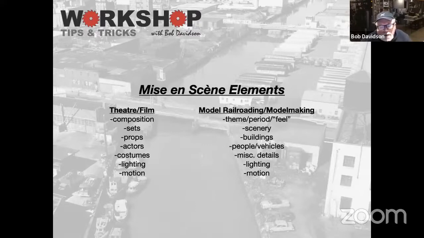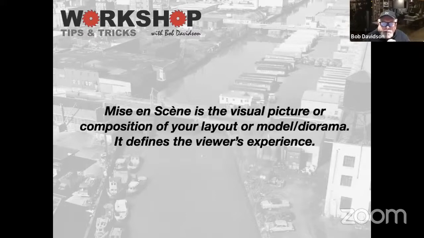So real quick, on the left, in theater and film, we look at visual composition. You'll have sets, props, actors, costumes, lighting, and motion. And what we do in model making and model railroading is we're going to have a theme or a period or a feel. We're going to add in scenery, a scenic background to place our layout. We're going to have buildings, people and vehicles, miscellaneous details, lighting, and then motion, because all that's going to go together to create the visual picture composition of your layout.